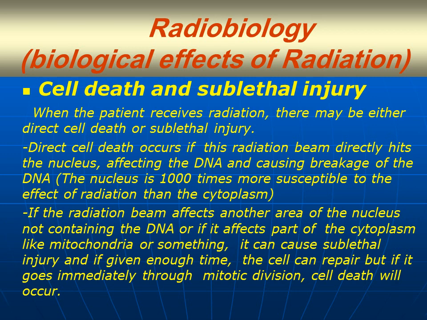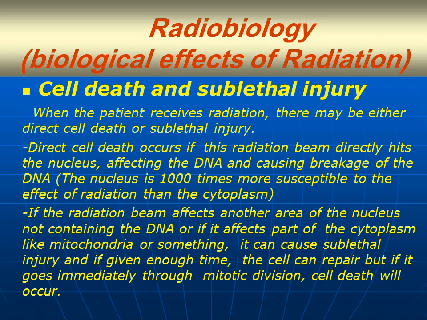To start with, cell death and sublethal injury. When the patient receives radiation, there may be either direct cell death or sublethal injury. Direct cell death occurs if the radiation beam directly hits the nucleus, affecting the DNA and causing breakage of the DNA. As we all know, the nucleus is 1000 times more susceptible to the effect of radiation than the cytoplasm.